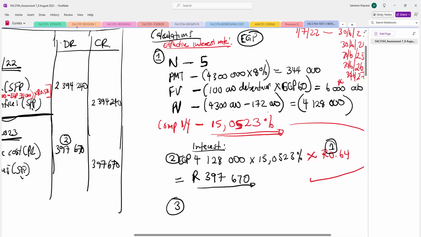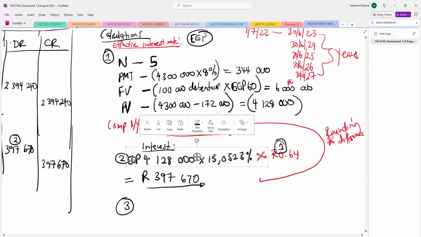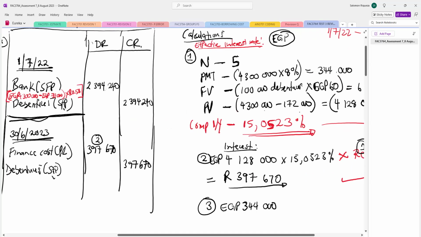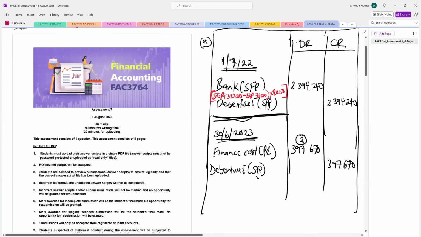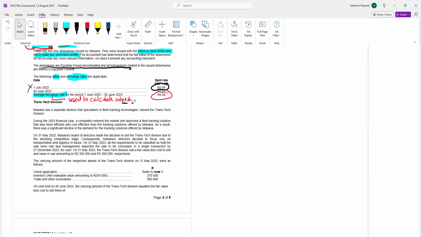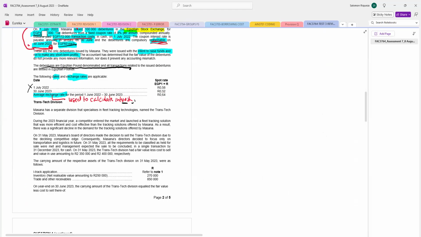Right, so my figure here, I can just use the one we already calculated. So here in Egyptian pounds, it's going to be 344,000. Okay, and then I'm going to multiply this by the exchange rate at the end at 30 June. Remember, this is not an interest anymore. We use the average foreign exchange on interest, but this one we're going to use the one at the end of the year. Let me erase this so we can see these things clearly.